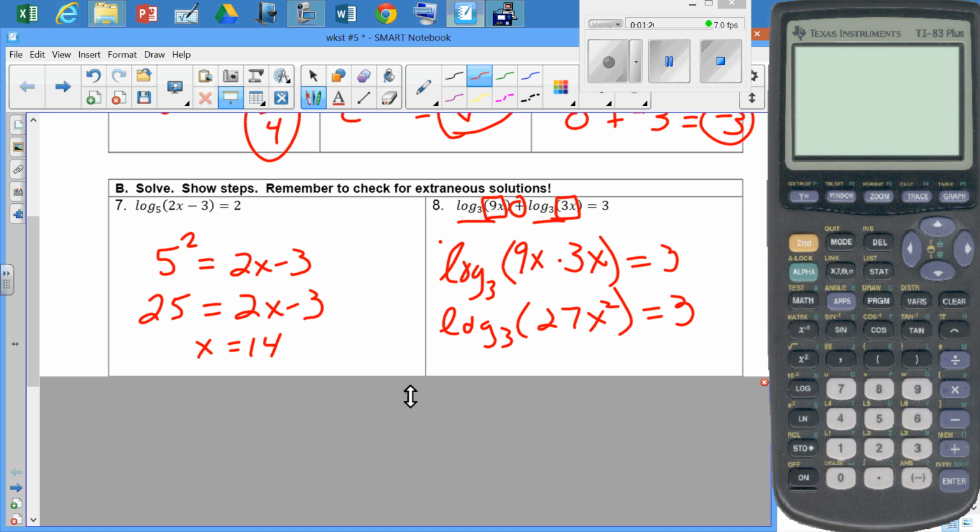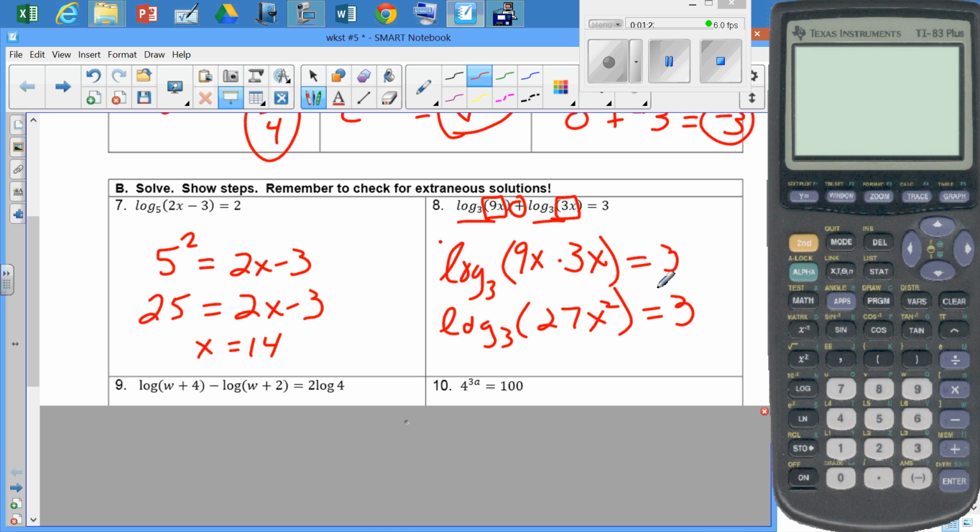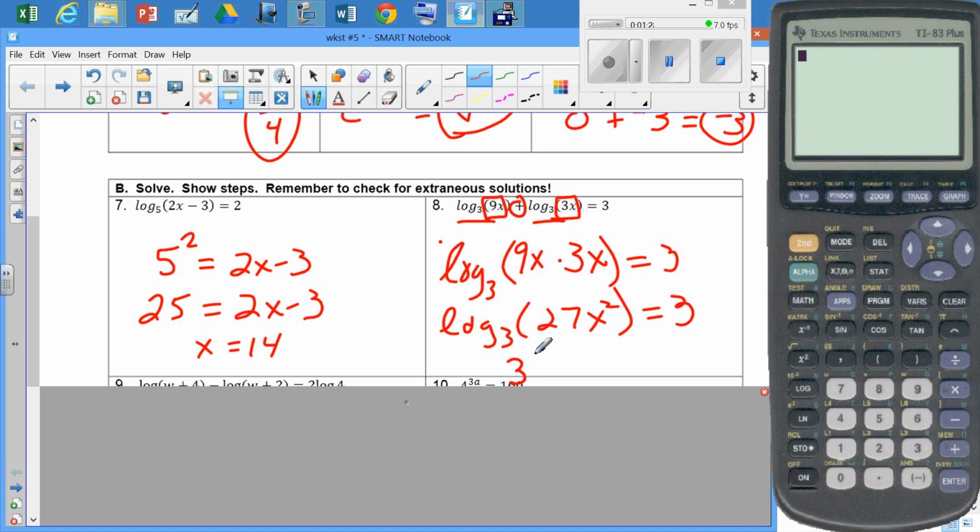Okay, there's a couple different routes you can go from here, but what I'm going to do next is change this to exponential form. So we have 3 to the third equals 27x squared. At this point, it becomes an algebra problem, and you would be getting x equals plus or minus 1 when you solve this. So take a second to solve it, see if you get plus or minus 1. After you solve this, you do not want to keep the negative 1 because these quantities have to be positive. So our final answer is only positive 1.